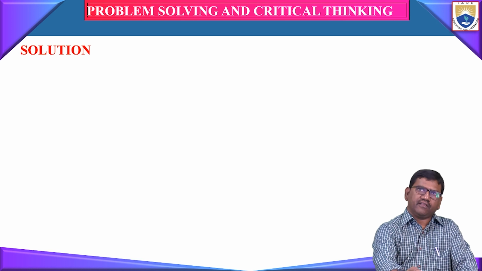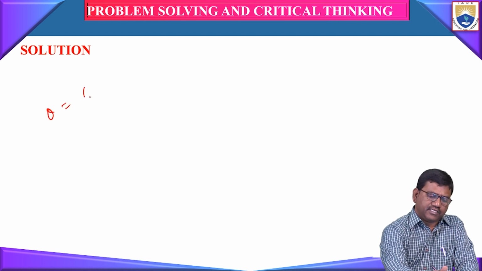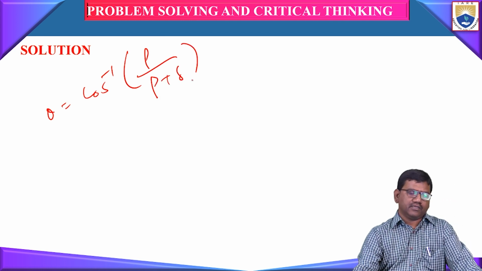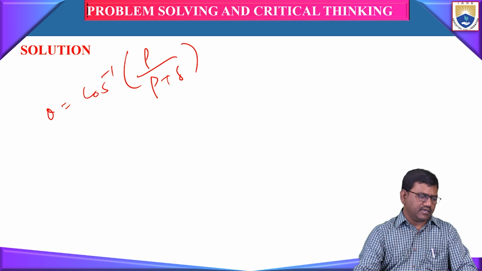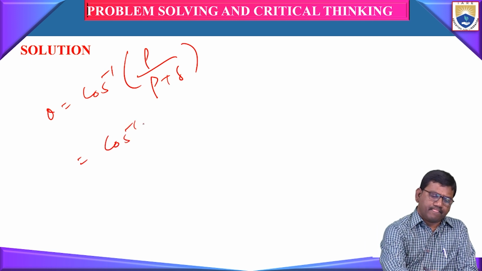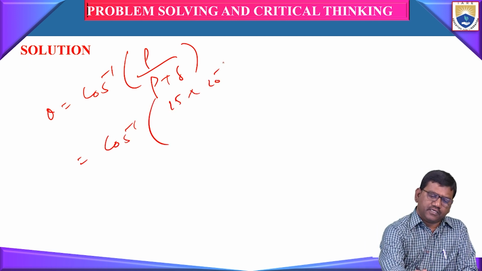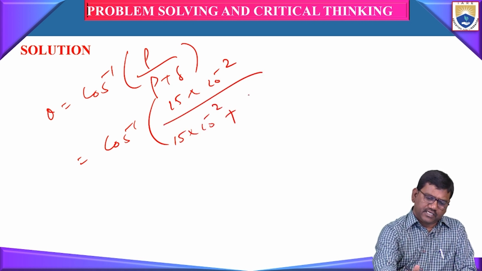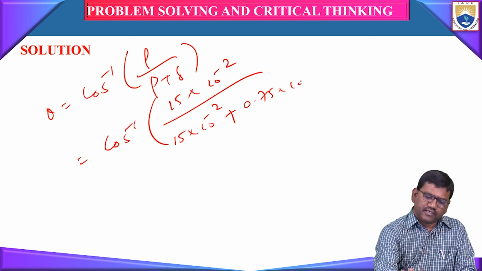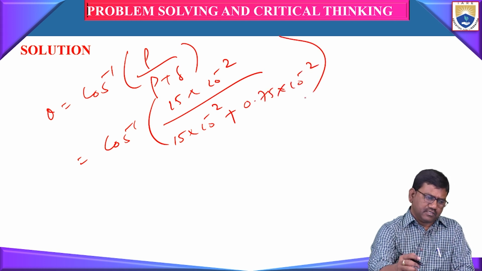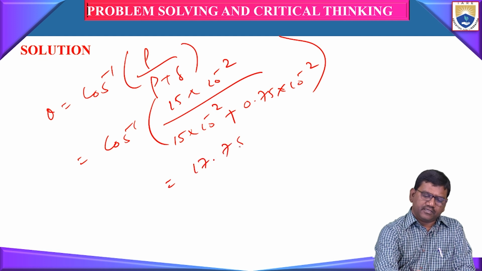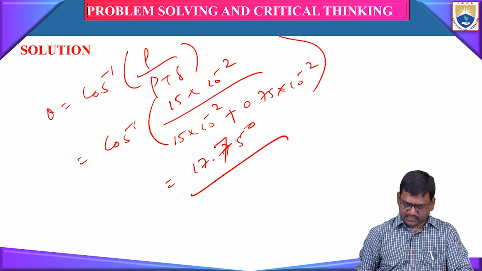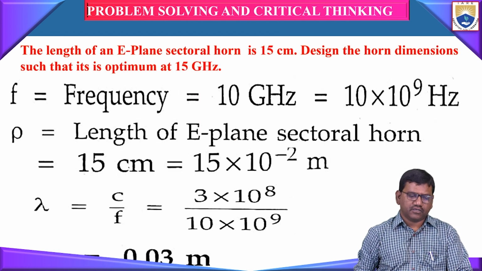Now the flare angle, we need to find out the length of flare angle. So theta is equal to cos inverse of rho by rho plus delta, which is cos inverse of 15 into 10 power minus 2 divided by 15 into 10 power minus 2 plus delta, where delta is equal to 0.75 into 10 power minus 2. If you simplify this, you will get 17.75 degrees. So this is how to simplify the problem here.